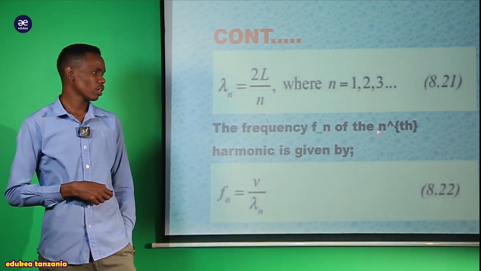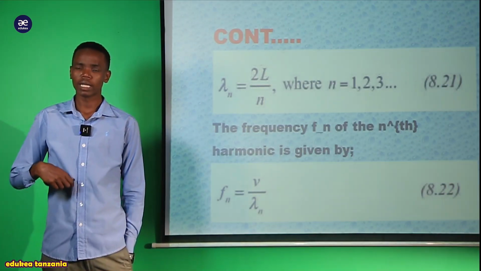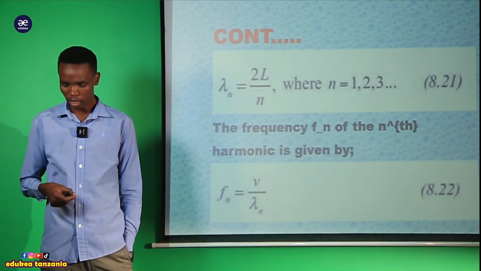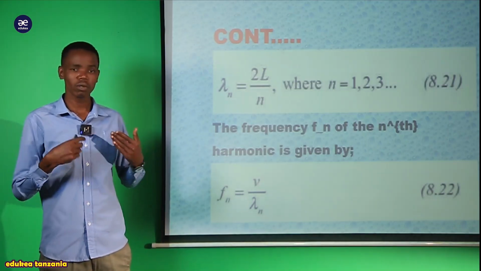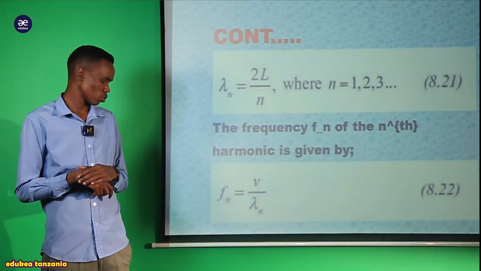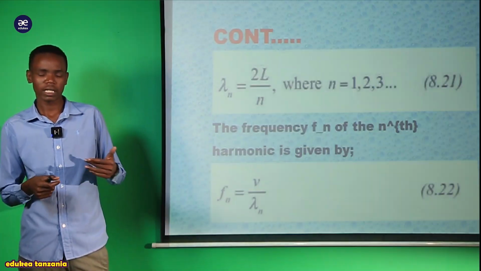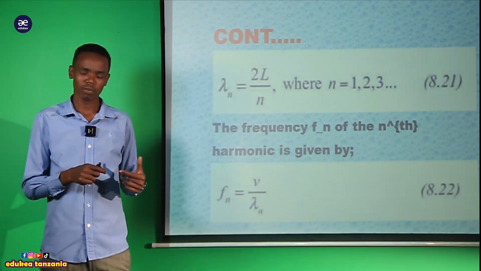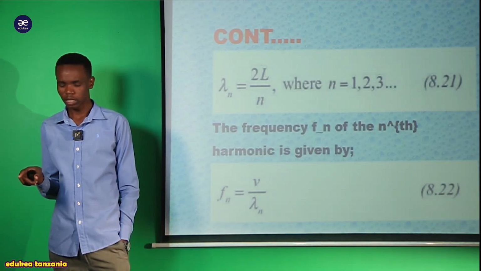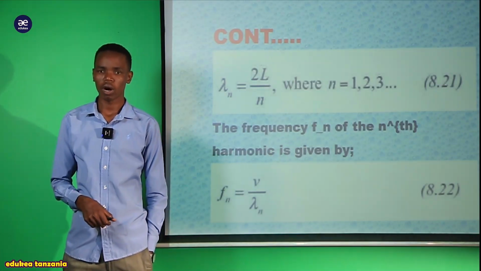So the frequency Fn of the nth harmonic is given by this one. How can we get the frequency for them? How can we get the frequency n for the nth harmonic, my dear student? We should obtain the frequency n for the nth harmonic by taking V divided by the wavelength n. Kwa tunampata Fn is equal to V divided by the wavelength n, the wavelength n as we have seen here. And this would be equation number 22 for our topic number 8.